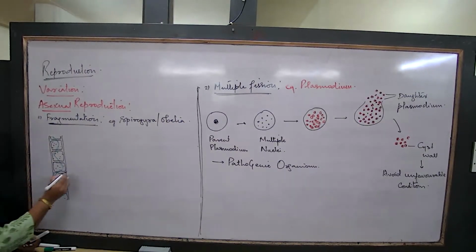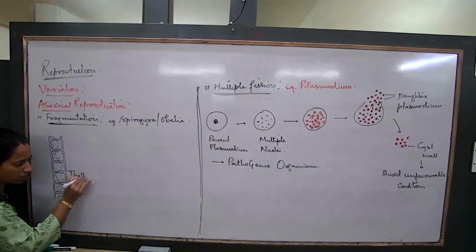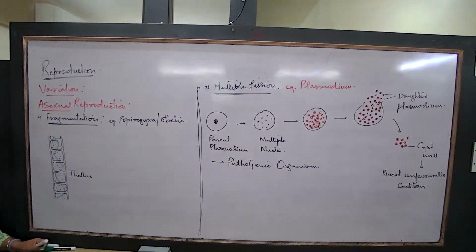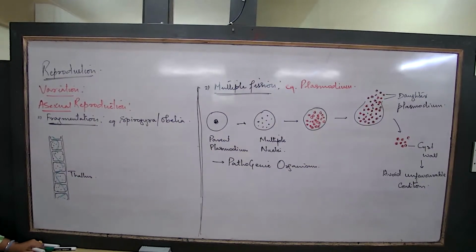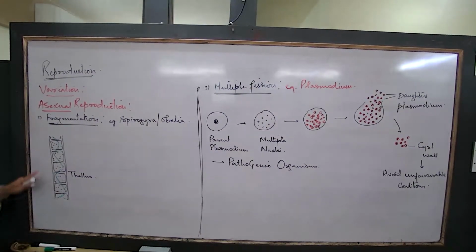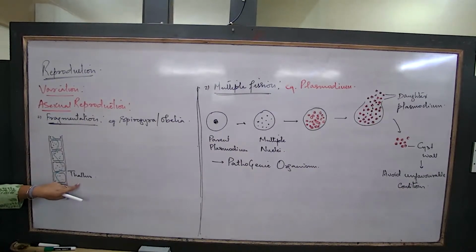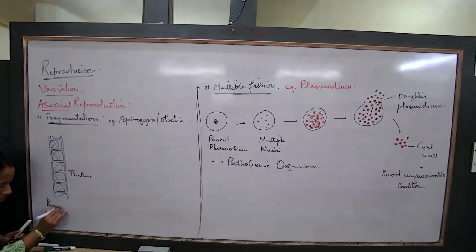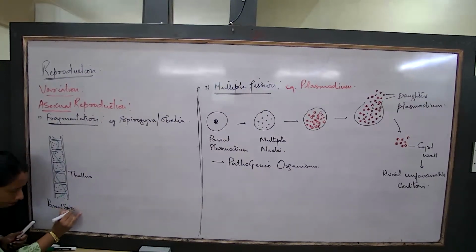So what is this filamentous structure known as? This filamentous structure is known as the thallus. The entire mature body of the organism, the filamentous ribbon-like body of the organism in the branching pattern, is called the thallus. Now, this parent organism, I would say this is the parent Spirogyra.